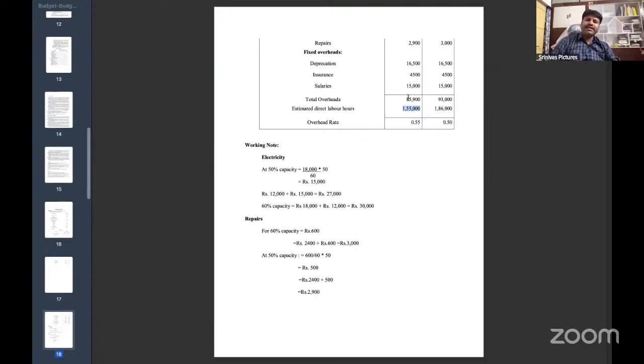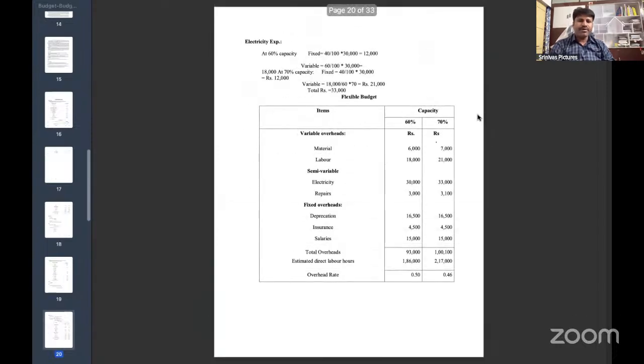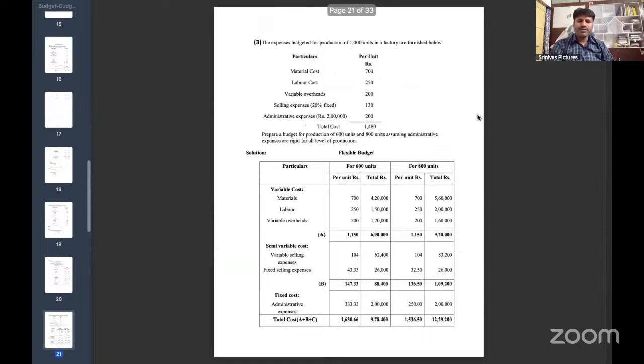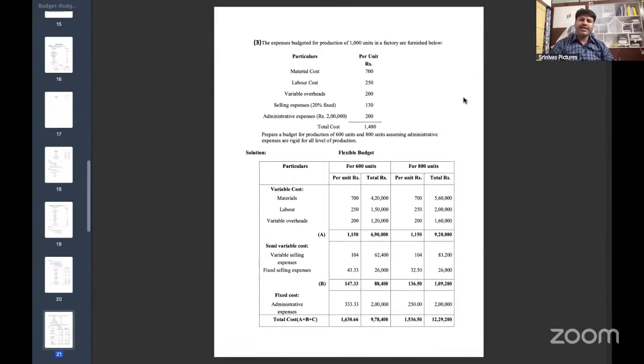For overhead rate, total cost divided by this one. So 0.55 is the overhead for the 50% capacity. For 60% capacity, 50 paise. So this is the problem. Yeah, this one also very important.